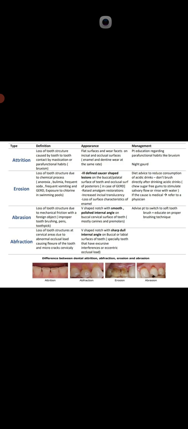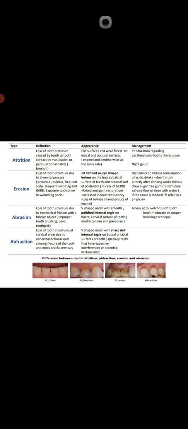Now come to the abrasion. The third type is abrasion. In abrasion, there is a loss of tooth structure due to mechanical friction with a foreign object, like improper toothbrushing, or when the patient bites on pins or toothpicks. As a result, there will be abrasion.